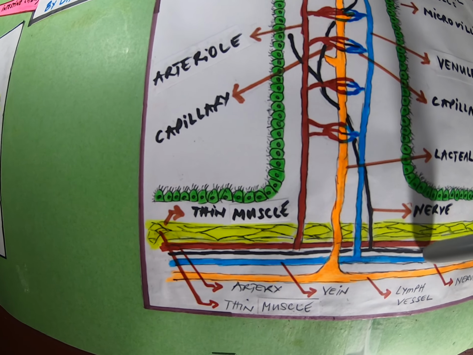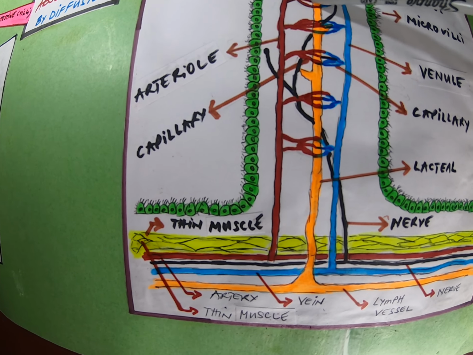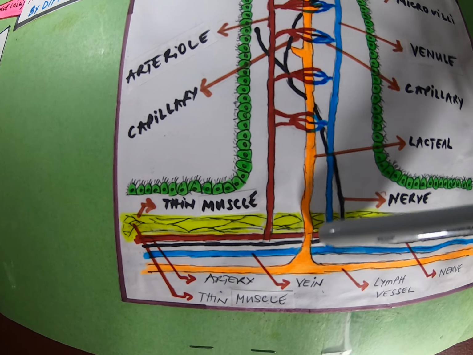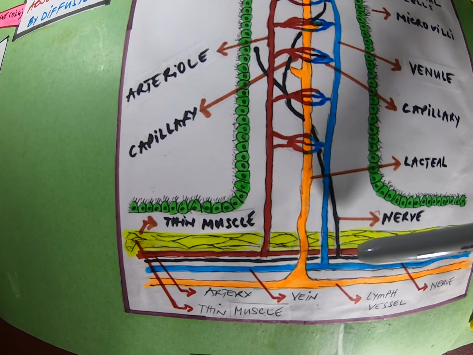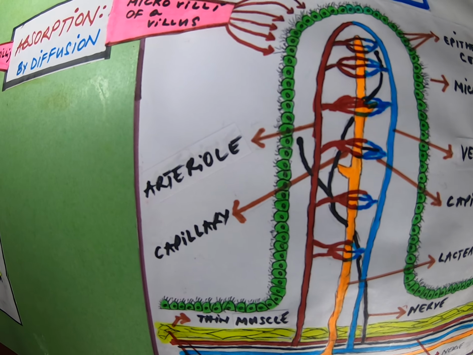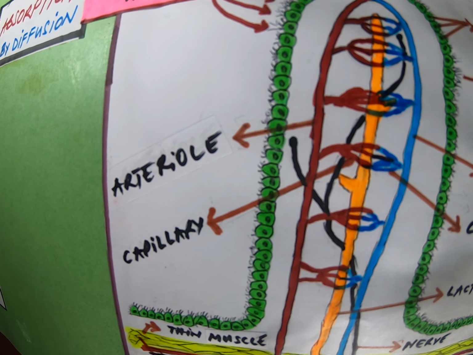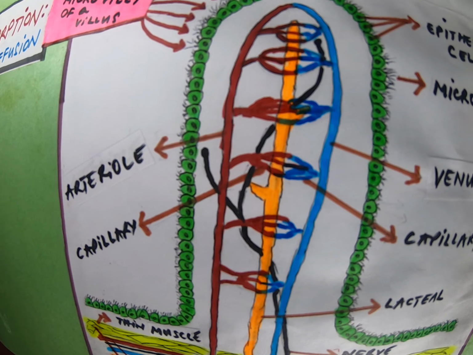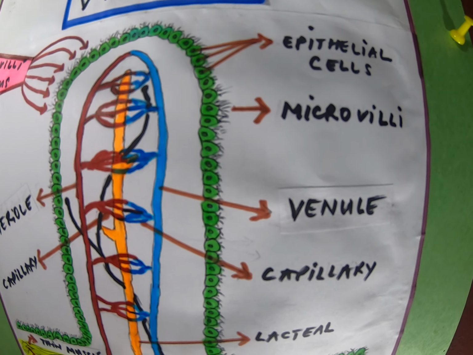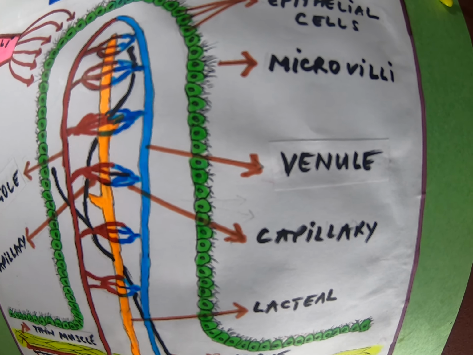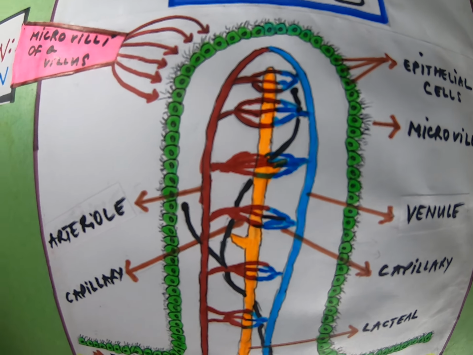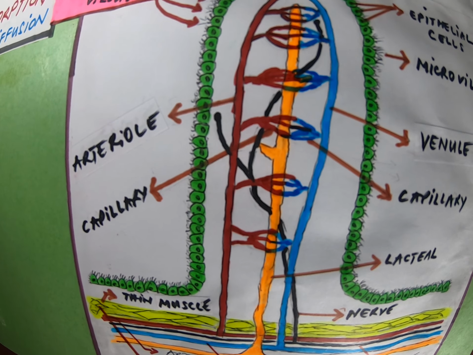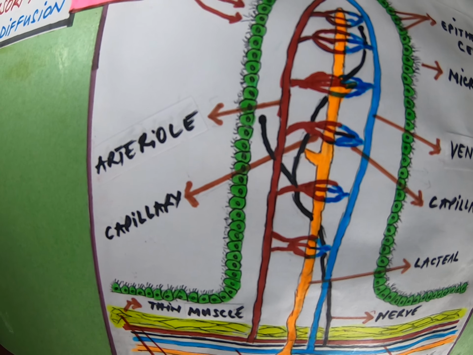And this arterial will go up with its capillaries, and this venule will go down with its capillaries. And we have the nerve. So there we go: we have the arterial and the capillary of the arterial, and the venule and its capillary. The microvilli, you see here, look like hair.